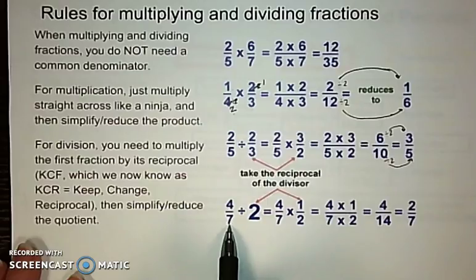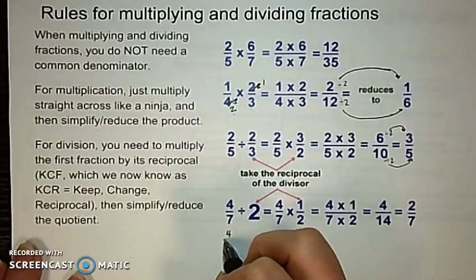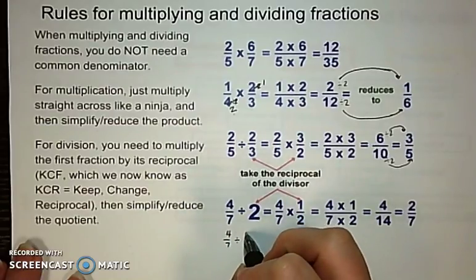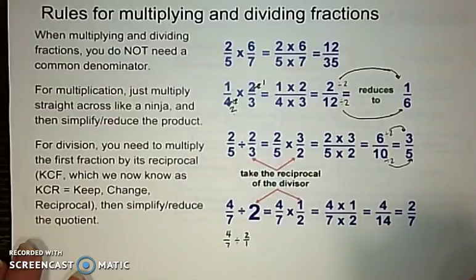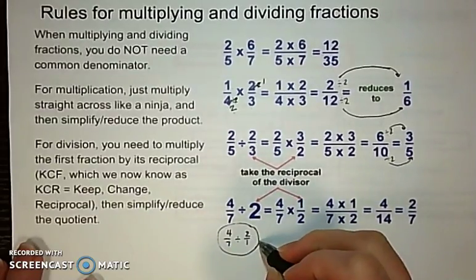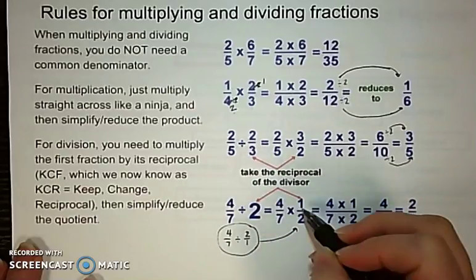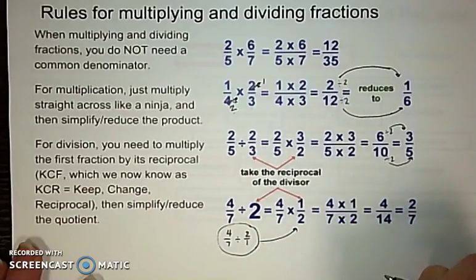We also have down here 4/7 divided by 2, and it's important to note here that they kind of skip this little step, but you have to think of 2. I can write that as 2 over 1. I can turn any whole number into a fraction by putting a 1 in the denominator. And so that's what they have done, and that's how they then went from here and did the keep change reciprocal. And that 2 over 1 becomes 1/2.